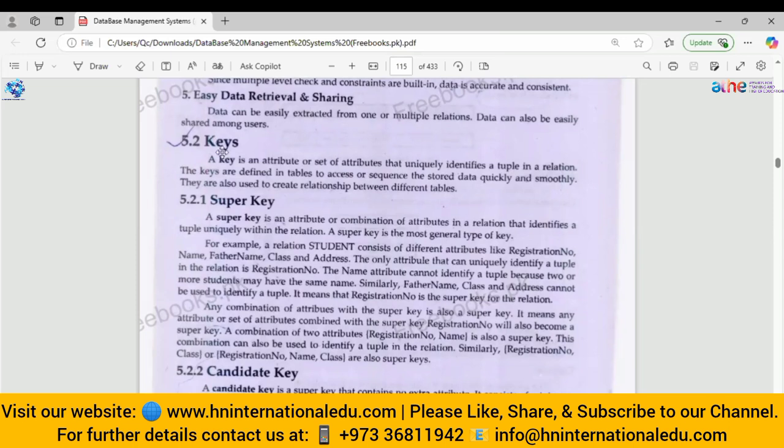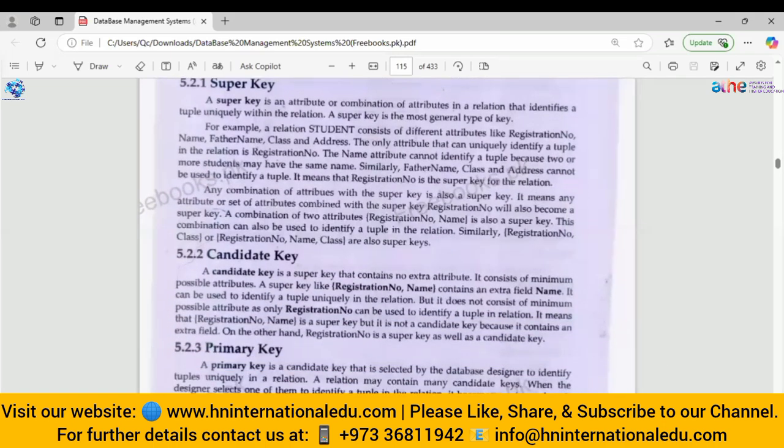Now the second type is the candidate key. What is the candidate key? A candidate key is a super key that contains no extra attribute. For example, in the super key we have the registration number, and we also have an extra attribute, that is the name, which can also uniquely identify the person. But the candidate key does not need any additional attribute. Only the registration number is enough to identify that person.